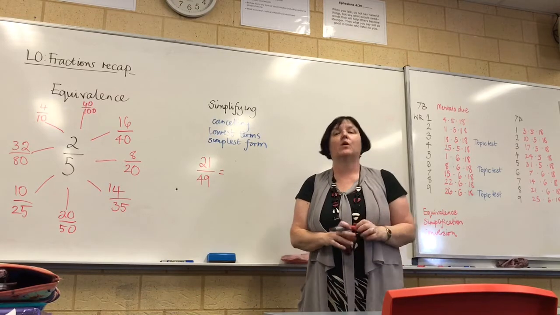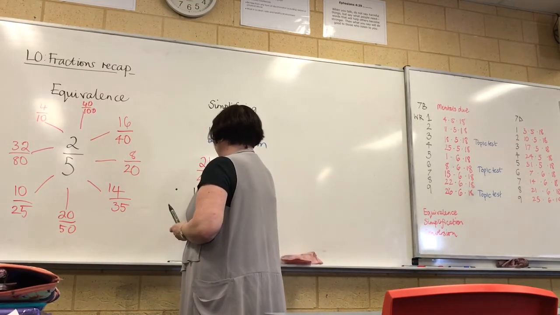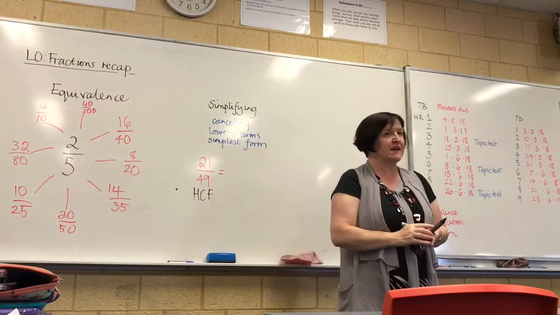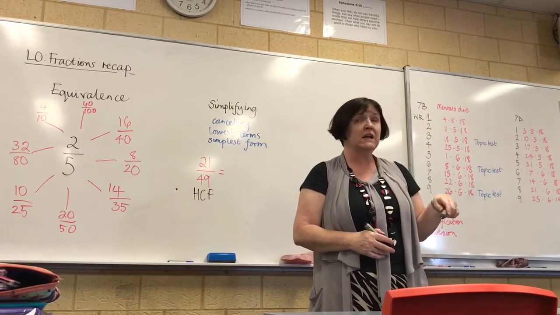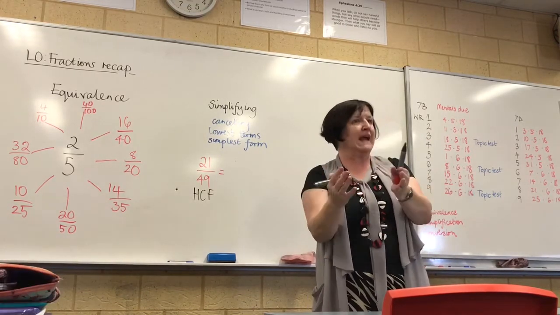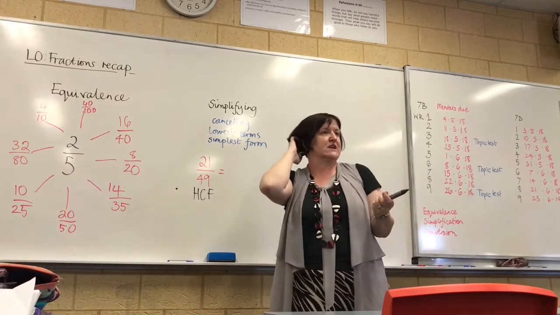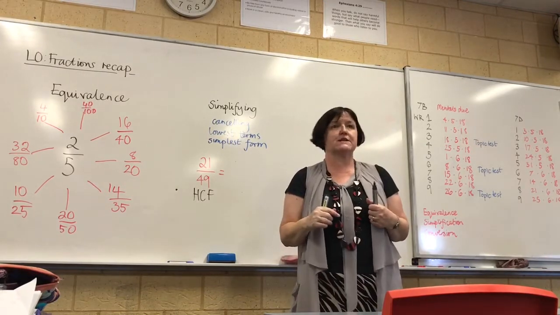The highest common. Well done. We're looking for the highest common factor, so the HCF. Now, remember, it doesn't matter if you don't find the highest common factor straight away. You can always simplify again, but it's easier if you can find the highest common factor straight off. So what is the highest common factor of 21 and 49?